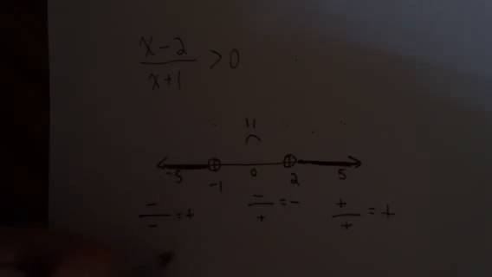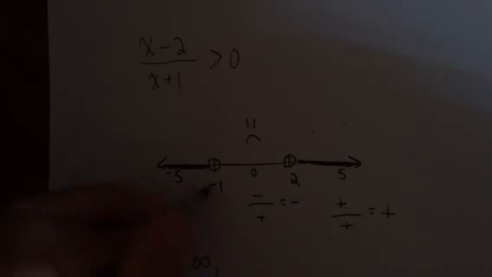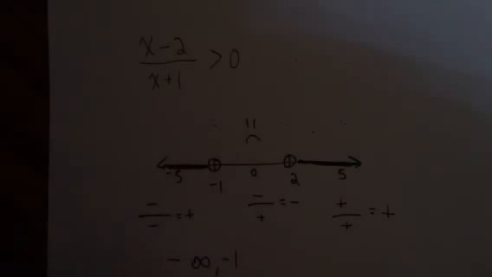So I'm going to get negative infinity to negative 1. Negative 1 is not included, so I'm going to use parentheses for both. And 2 to infinity, using parentheses for both.